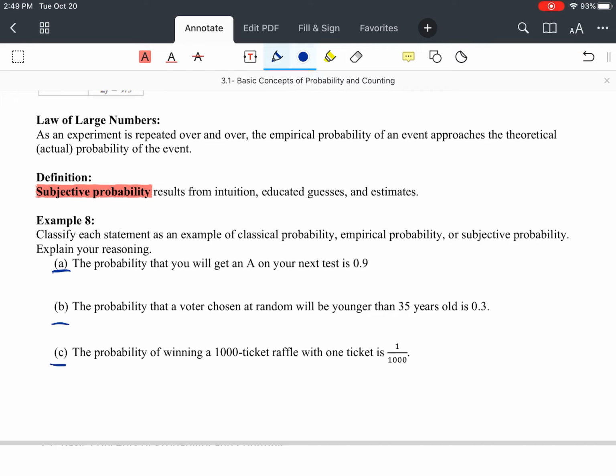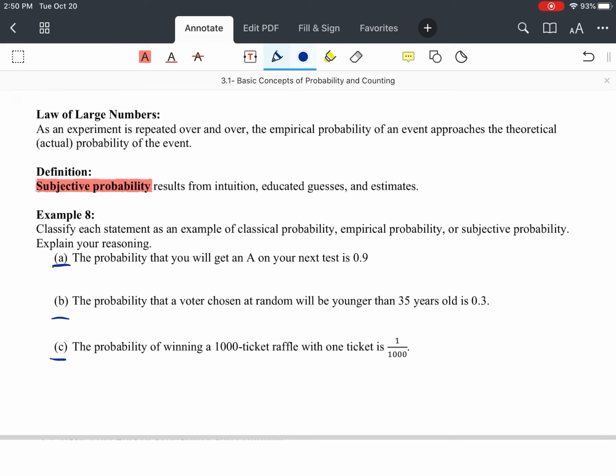Okay, so in part A, it says the probability that you will get an A on your next test is 0.9. Now, because we have nothing that we can test this on, and the fact that your next test is not necessarily predictable by using your previous tests, we're going to go ahead and say that this is subjective, so it's an opinion.